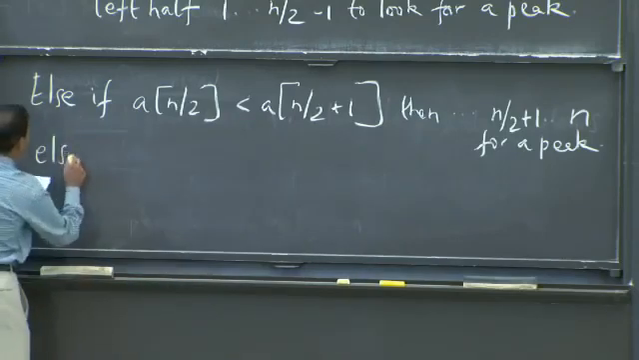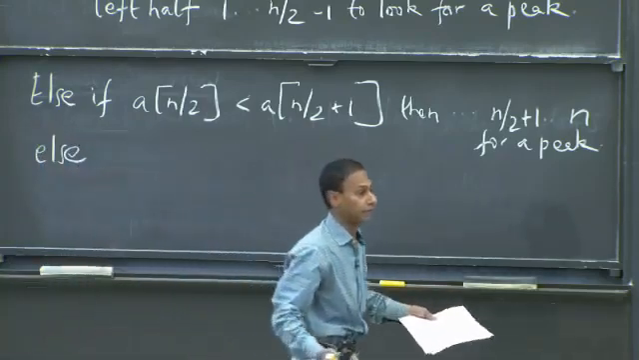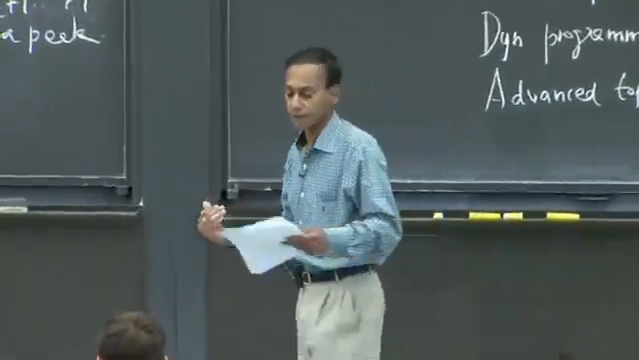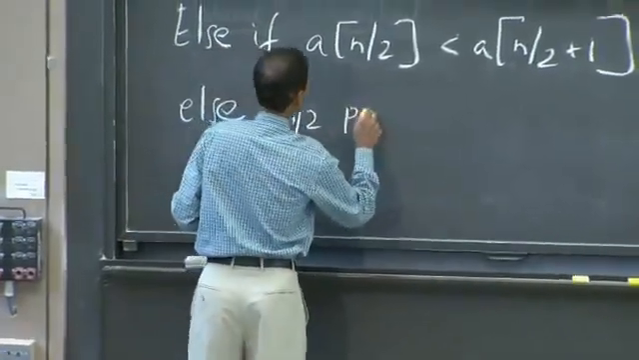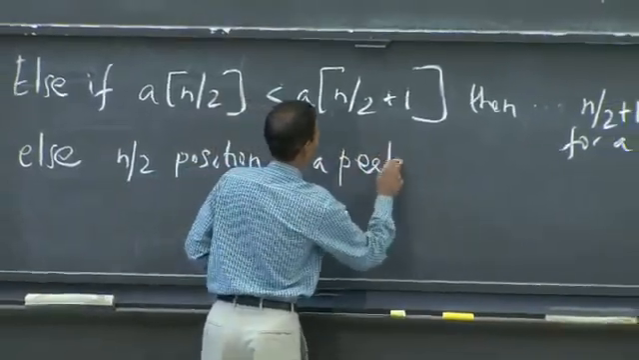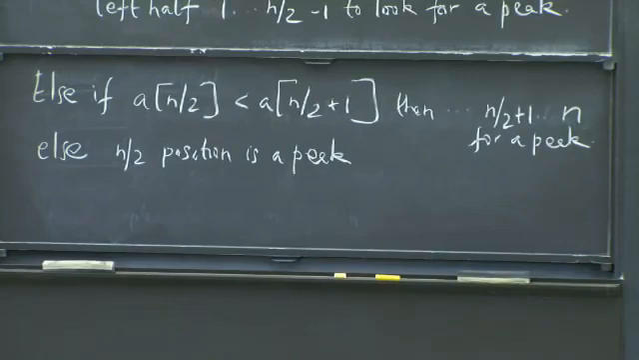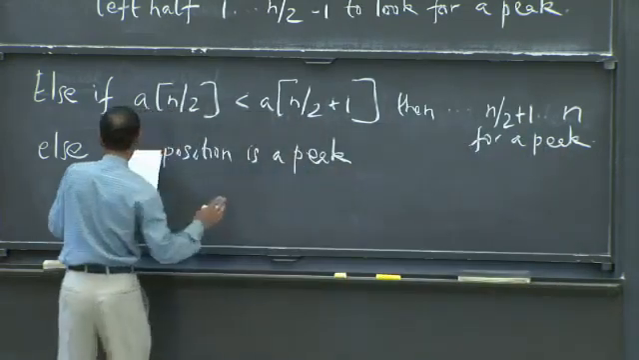Otherwise, if both of these conditions don't fire, you're actually done. Okay? That's actually the best case in terms of finishing early, at least in this recursive step, because now the n over 2 position is a peak. Because what you found is that the n over 2 position is greater than or equal to both of its adjacent positions. And that's exactly the definition of a peak. So you're done. Okay? So all of this is good.